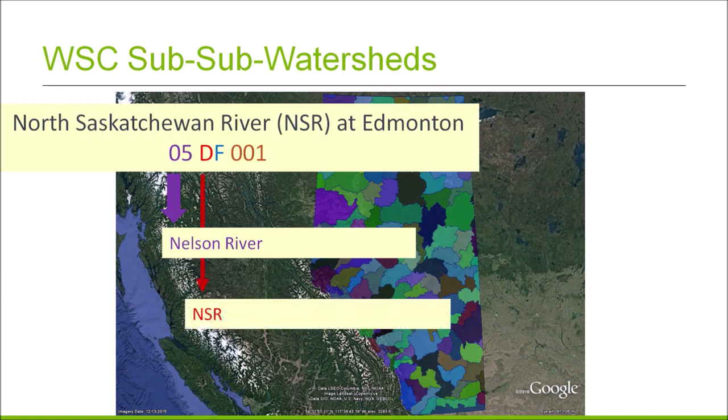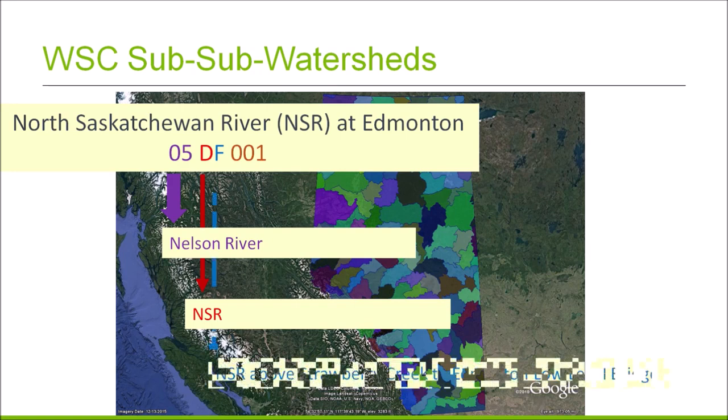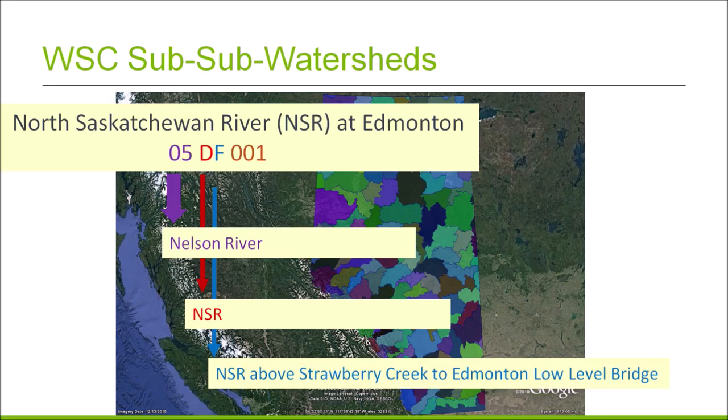D comes from the North Saskatchewan River, so it's the code for the North Saskatchewan River under the Nelson River system. F comes from a sub-watershed within the North Saskatchewan River watershed, which is from Strawberry Creek to Edmonton Low Level Bridge. And then the next 3 digits are just a station identification number.